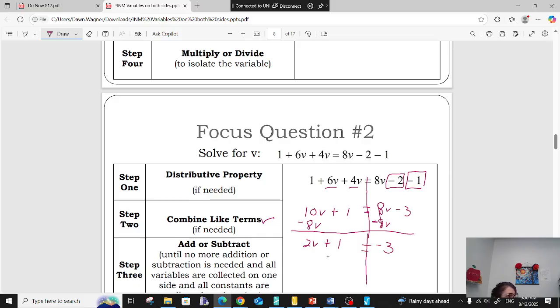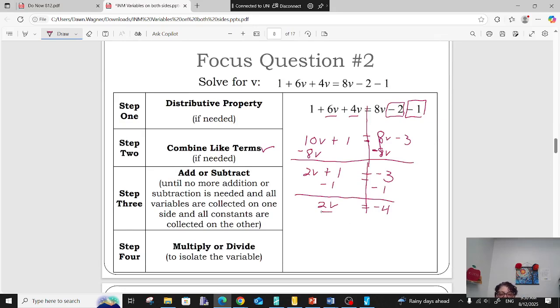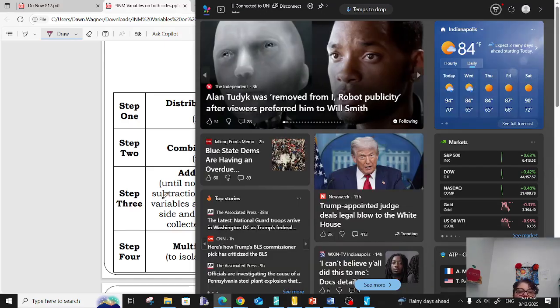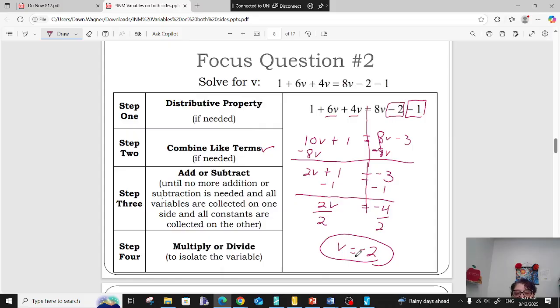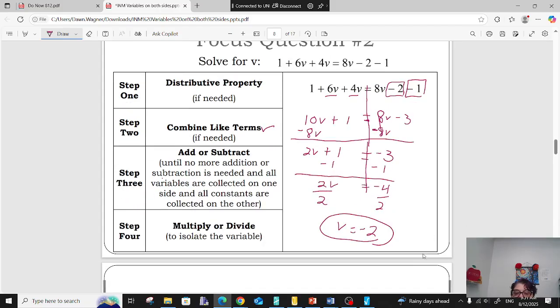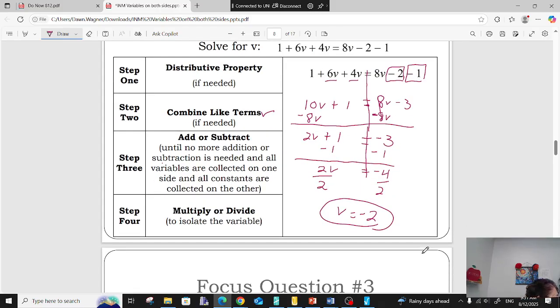I'm almost done. It's a two-step equation now, right? I'm going to subtract 1, 2v equals negative 4, and then you just divide by 2. V equals negative 2. Did I answer your question? Yeah. Okay, good.